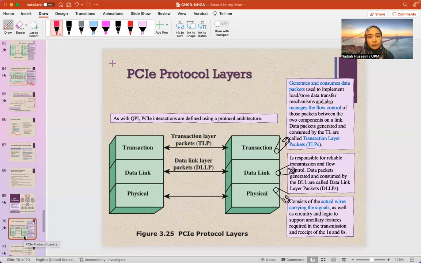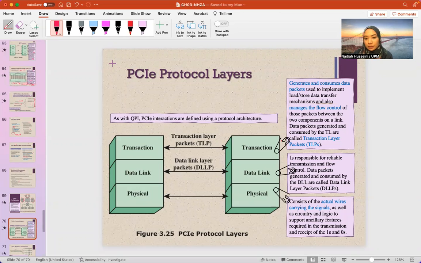Okay, so we have the protocol layers now. As with QPI, the PCI Express also has layers. The QPI has 4. The PCI Express has 3 layers. We have the physical. Instead of the link, we have the data link, slightly different. And then instead of a routing and protocol, we have the transaction. But these are called protocol layers, whereas for the QPI, we call them just layers, not protocol layers. So you can refer back to the slide. They are slightly different. Please take note of the difference.